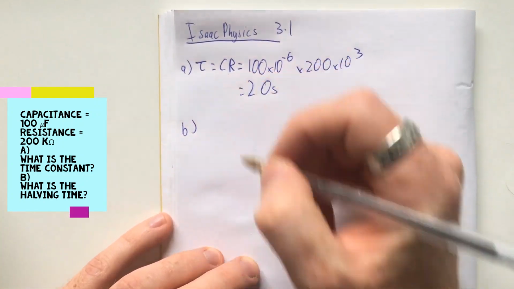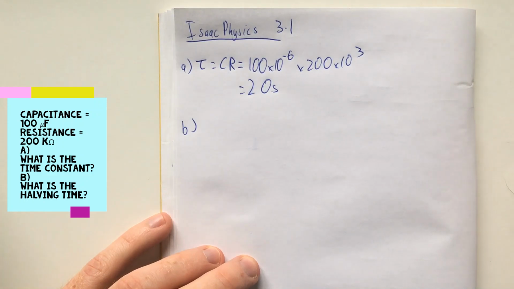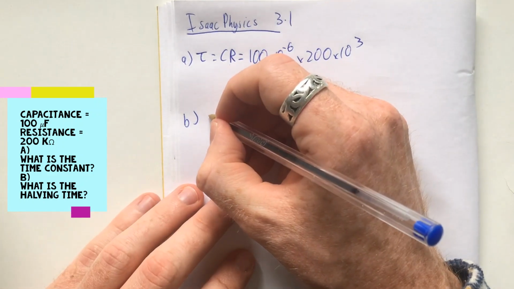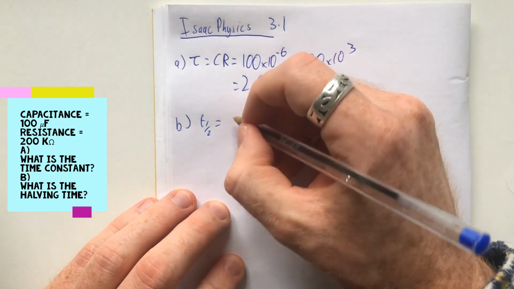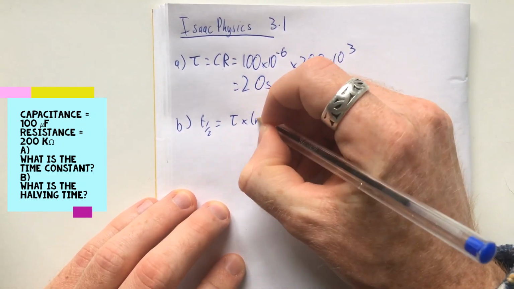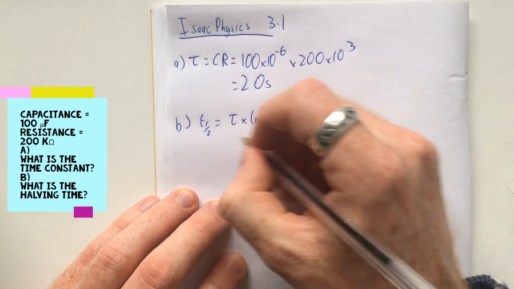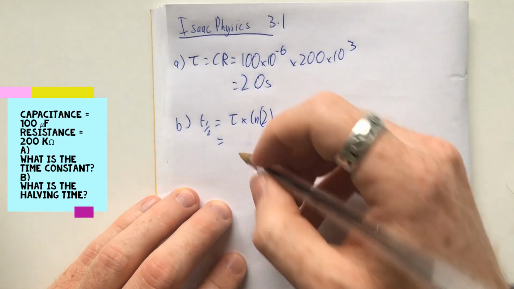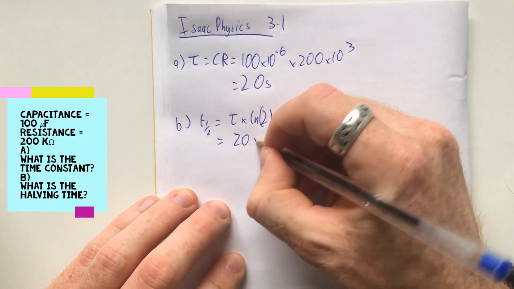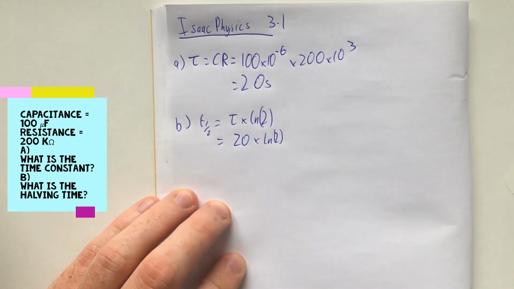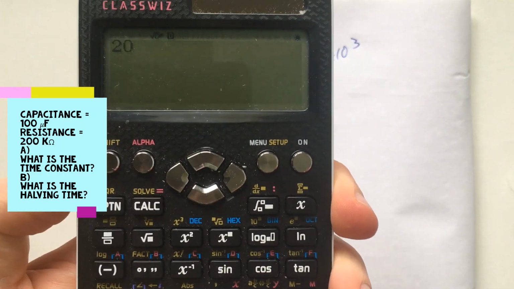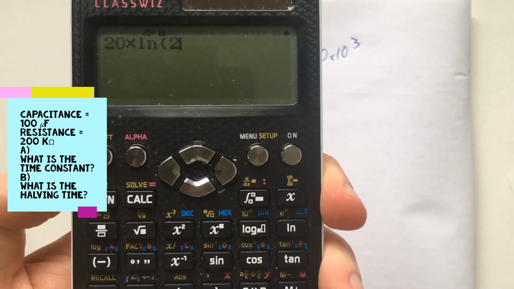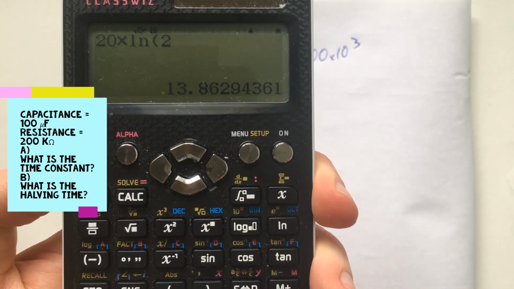Part B is to work out the halving time, which you call the half-life, and it is equal to the time constant times ln2. So I'm just going to stick in my values. I get 20 seconds times ln2, and I'll show you what that looks like on a calculator. So we've got 20 times ln2. We get 14 seconds.